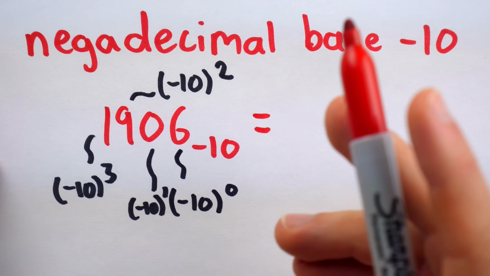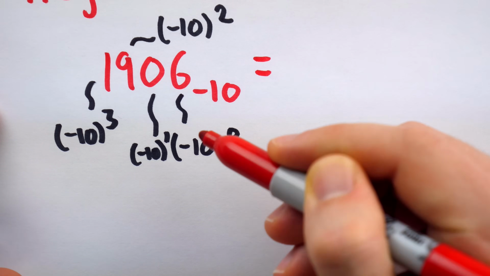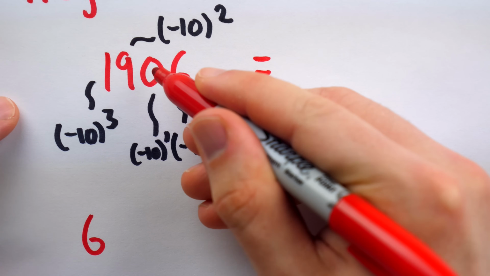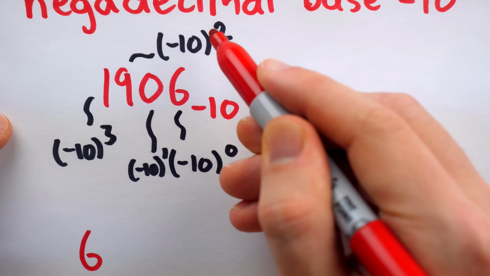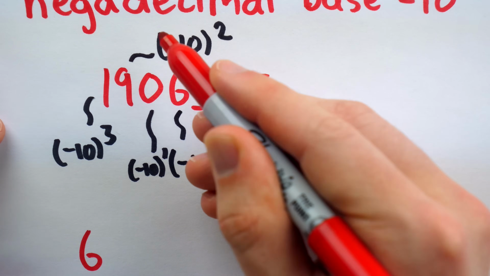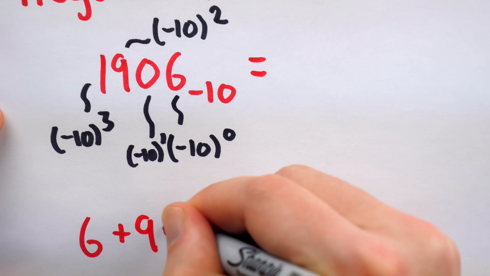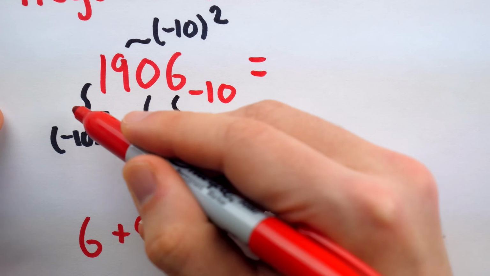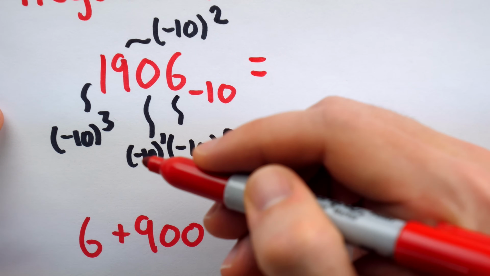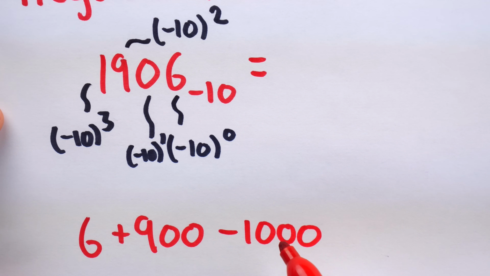Then, if we write these pieces out in our decimal system below, we see that the 6 is representing 6 copies of 1, the 0 is just representing 0 copies of negative 10, the 9 is representing 9 copies of positive 100, because negative 10 squared is positive 100, so that would be plus 900. And then this 1 is representing 1 copy of negative 1000, because negative 10 cubed is negative 1000, so that's minus 1000. 900 minus 1000 is negative 100, plus 6 is negative 94.